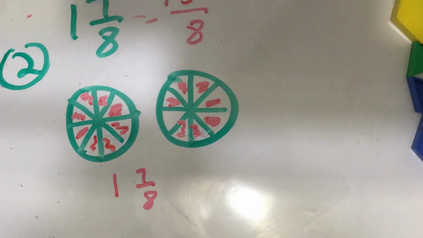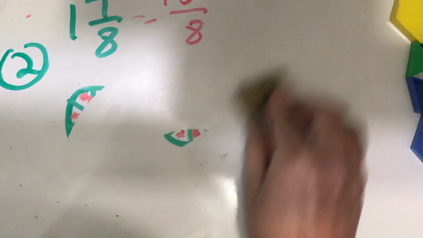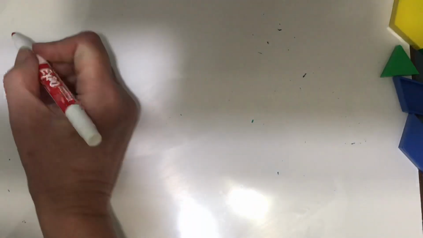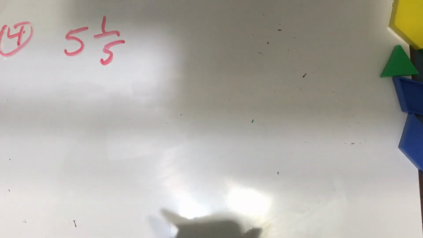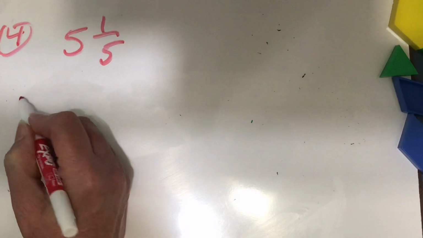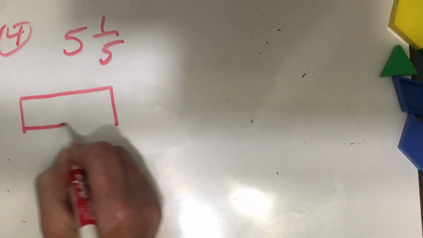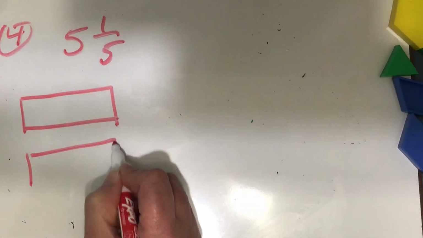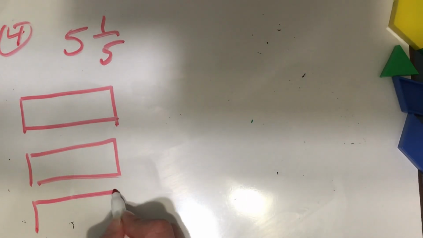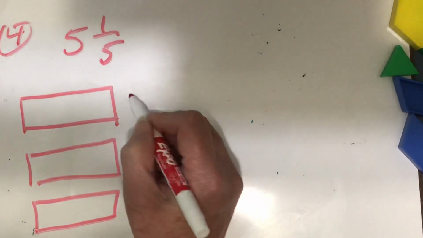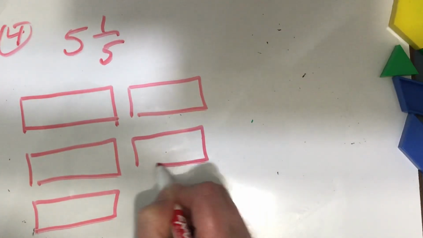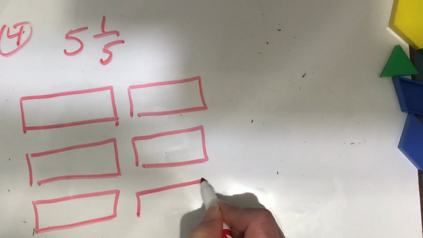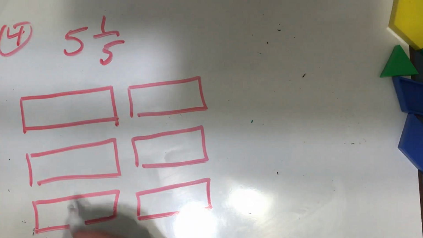Okay, and I'll do one more with you. Let's see. I'm going to do number 4, 5 1/5. Okay, so far I've drawn circles. This time I'm going to draw rectangles because you don't have to draw circles. So I'm going to do rectangles. There's 1, 2, 3, 4, 5. But 5 1/5 is more than 5, so I'm going to have to draw a last one. Now I have to divide these into fifths.